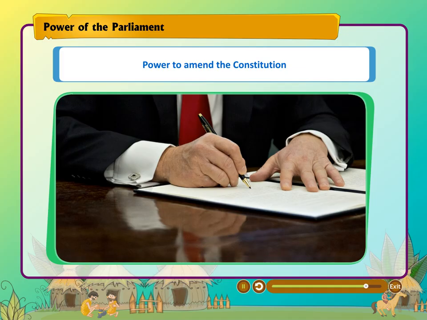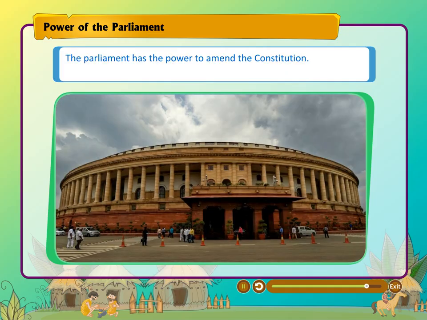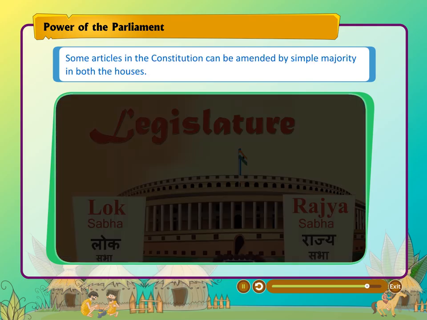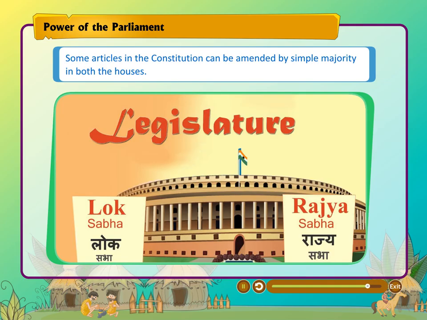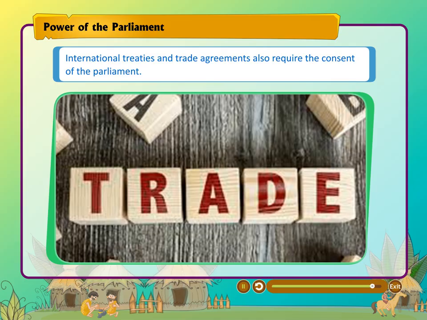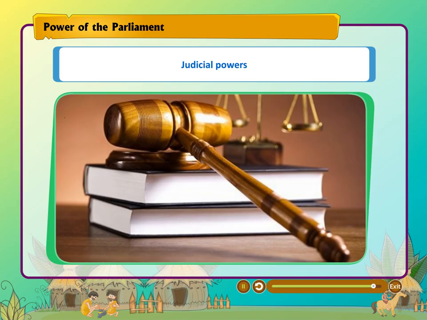Power to amend the Constitution. The Parliament has the power to amend the Constitution. Some articles in the Constitution can be amended by simple majority in both the houses. For amending a major portion of the Constitution, two-thirds majority in both the houses is needed. In the matter of amendment, the Constitution vests equal powers in the two houses of Parliament. International treaties and trade agreements also require the consent of the Parliament.